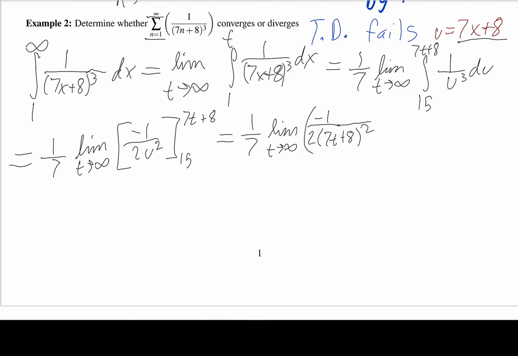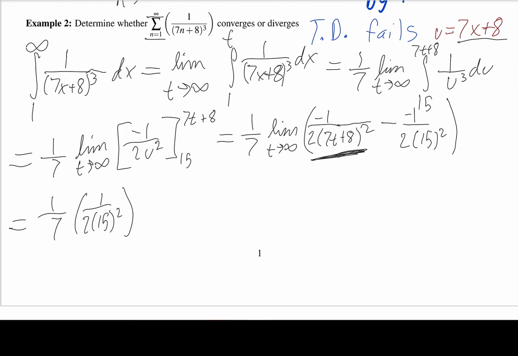And then let's see, we should have minus -1 over 2 times 15 squared. And now what I notice here is that this part right here will go to 0 since the denominator runs off to infinity. So this is just going to be 1/7 times 1 over 2 times 15 squared. So this is, whatever it is, it's a finite number.